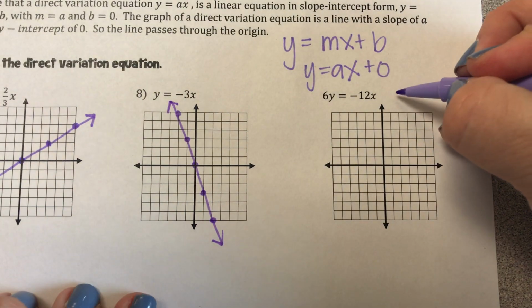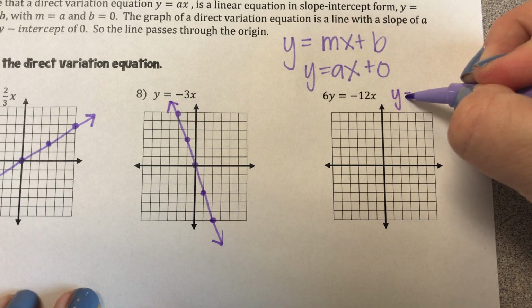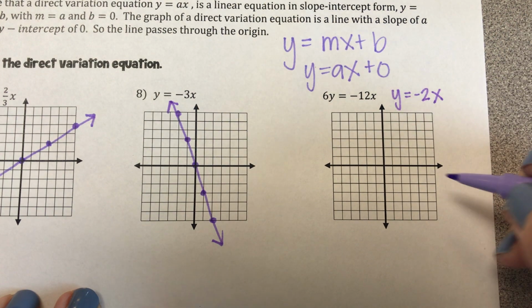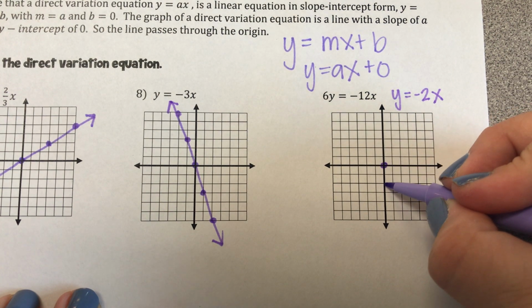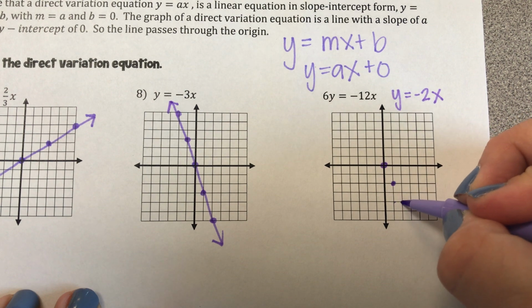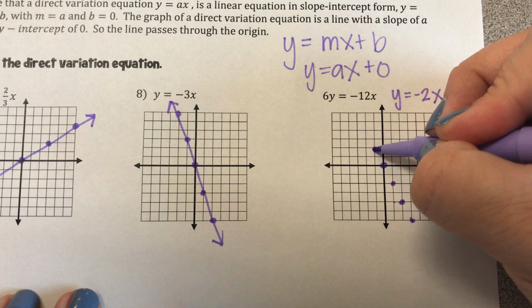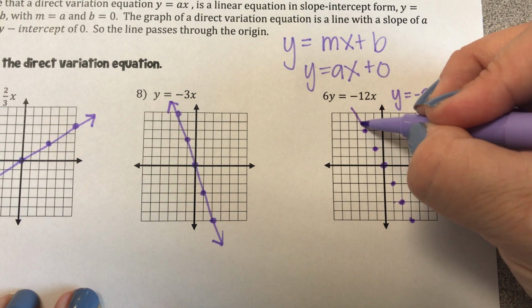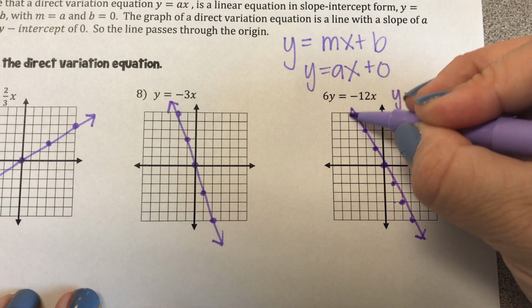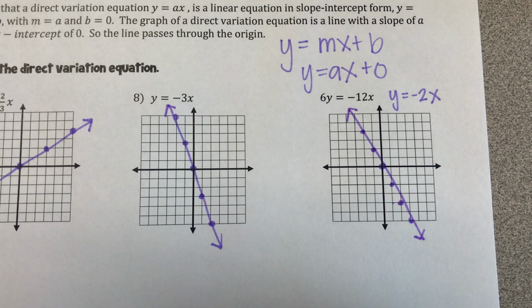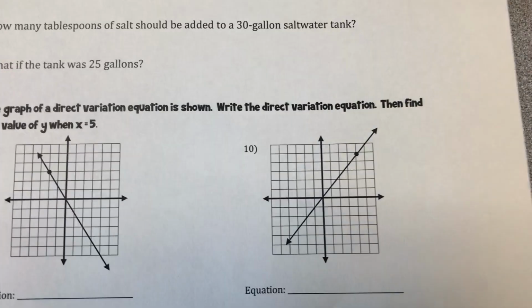And then for this last one, we're going to divide both sides by 6. So y equals negative 2x. The y-intercept is 0, down 2 over 1, or up 2 over negative 1, like this. So essentially, all it is is a linear equation like y equals mx plus b, where b is always 0. You're always going to start at the origin.